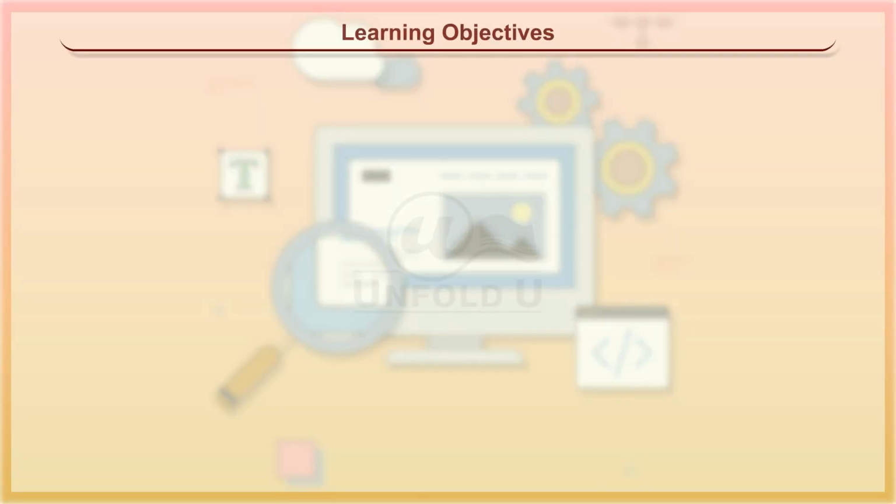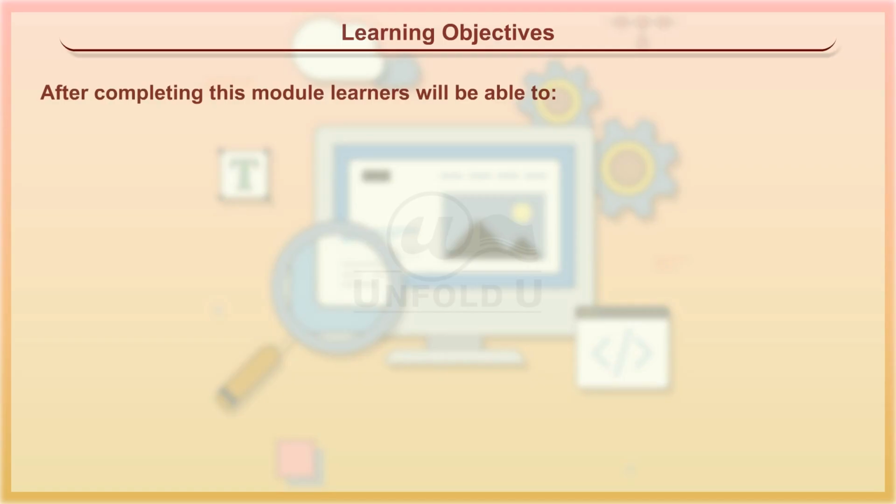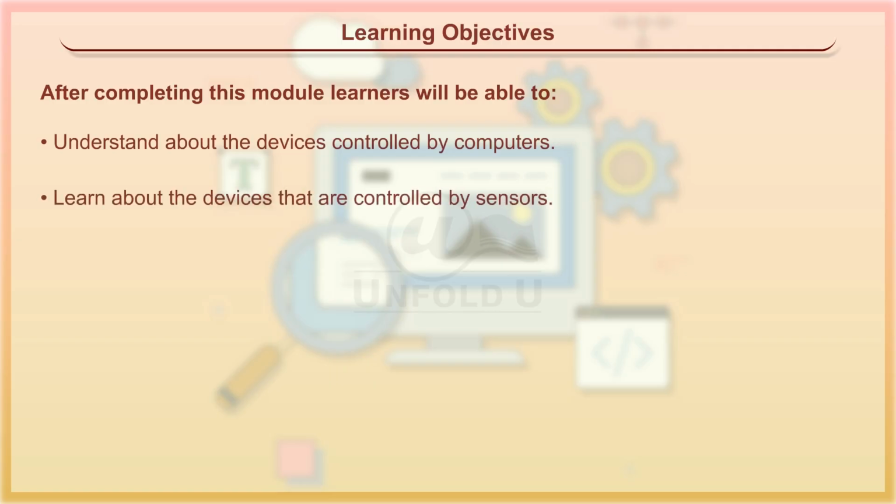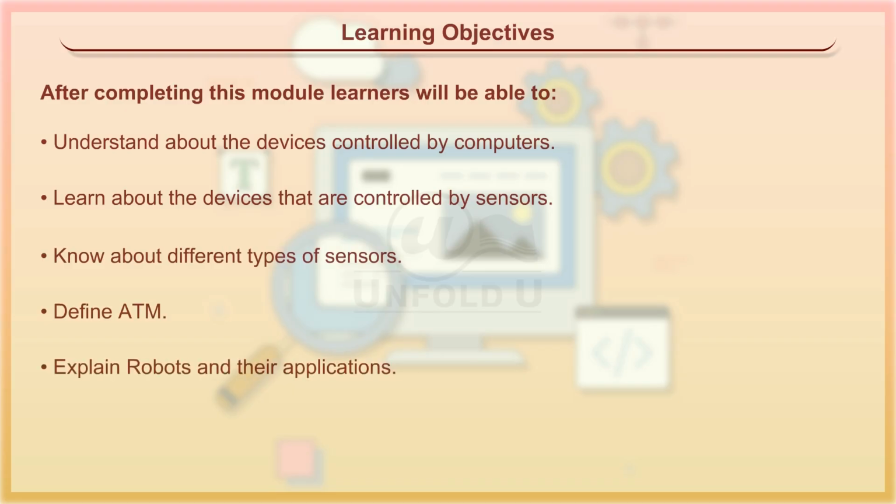Learning objectives. After completing this module, learners will be able to understand about the devices controlled by computers, learn about the devices that are controlled by sensors, know about different types of sensors, define ATM, explain robots and their applications.